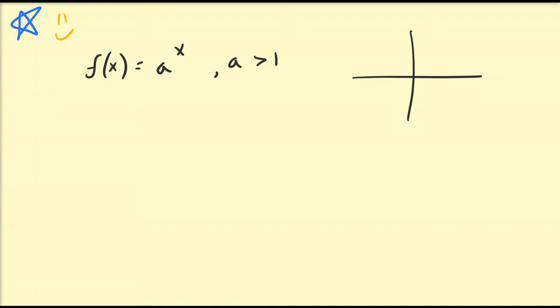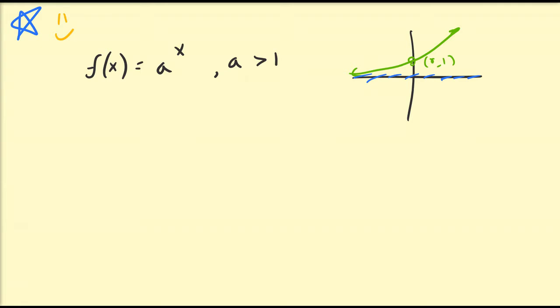Hello there. In this video we're going to discuss more properties of exponential functions. In the last video we discussed functions of the form f of x is equal to a to the power of x, where a is a constant greater than 1. So we discussed that this graph will have a graph of this form, where y is equal to 0 is a horizontal asymptote, and this curve crosses the y-axis at the point (0, 1).